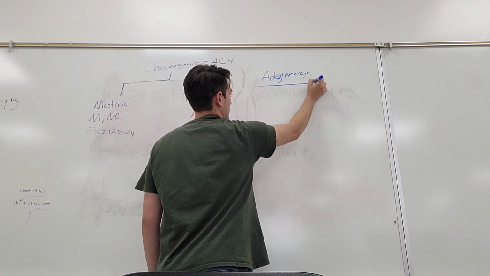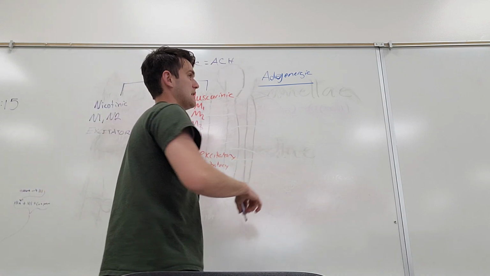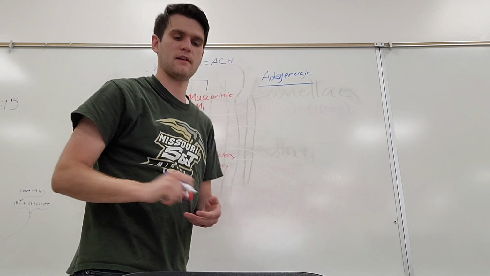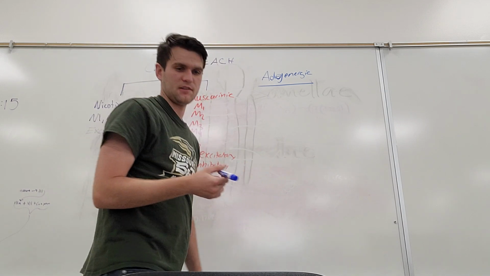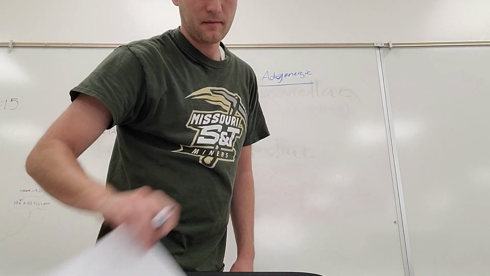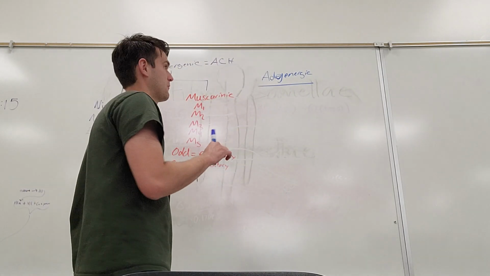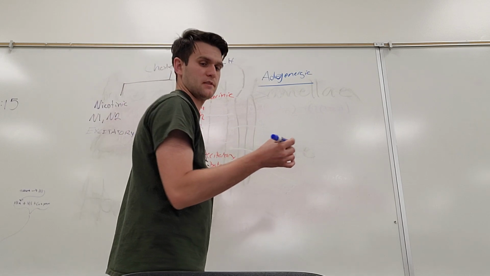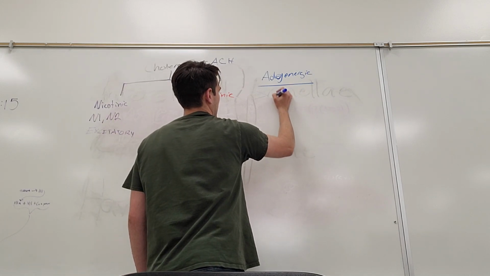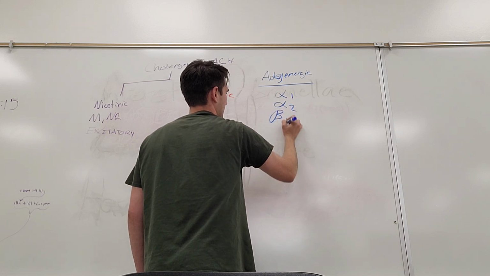Now, adrenergic receptors, their ligand is going to be what's called catecholamines. So things like norepinephrine and epinephrine. Okay? And also dopamine. I think dopamine's in there. I might be lying actually. Yep, dopamine. So norepinephrine, epinephrine, dopamine. So those receptors are going to be alpha, beta, and dopamine receptors. We're going to have alpha 1, alpha 2, beta 1.